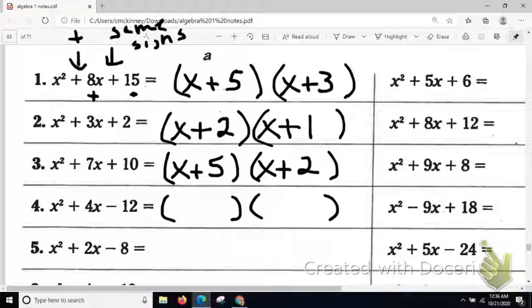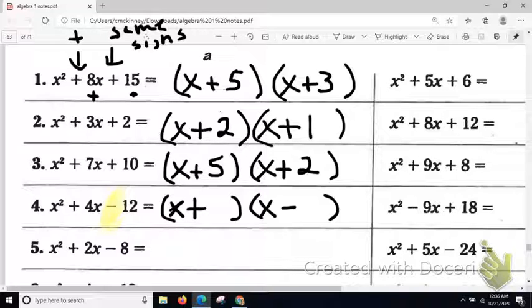All right, so it gets a little harder now. Not a lot harder, but a little bit. I see this negative right here, and that tells me the signs are different. So I've got 1 plus and 1 minus. Because they're different, I know they're going to subtract to be the middle. They still multiply to be 12, but they subtract to be the 4. So what multiplies to 12, but when I subtract them, I get 4.